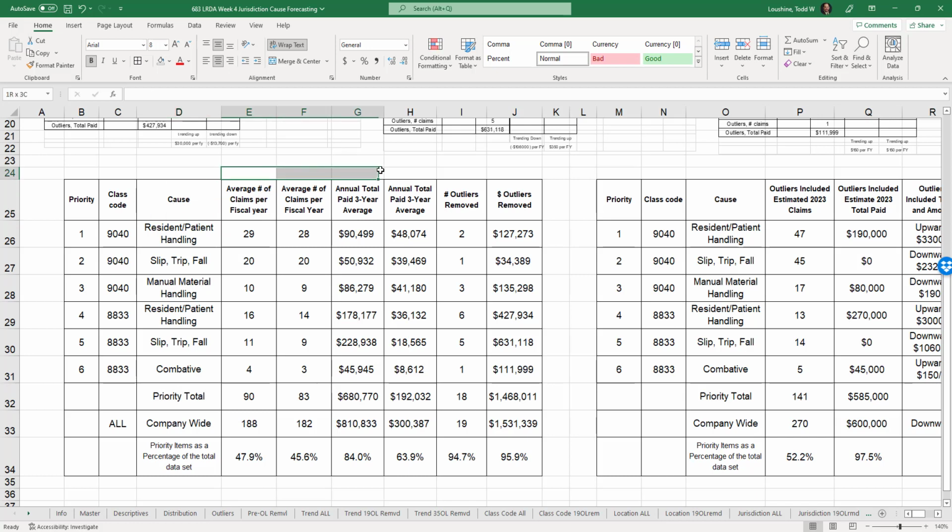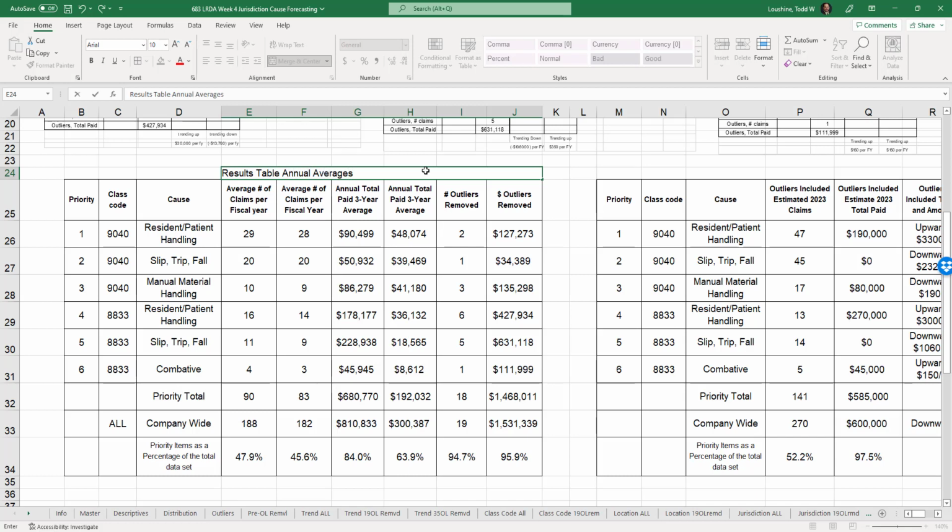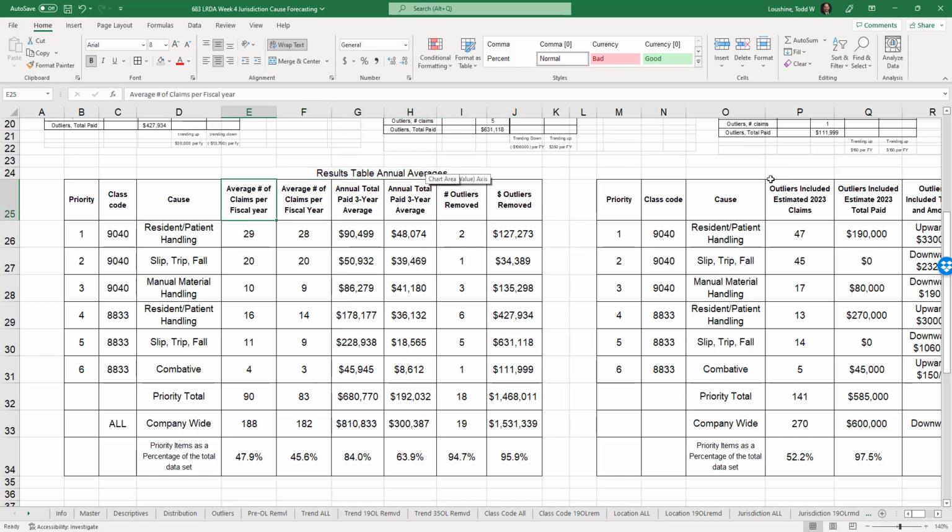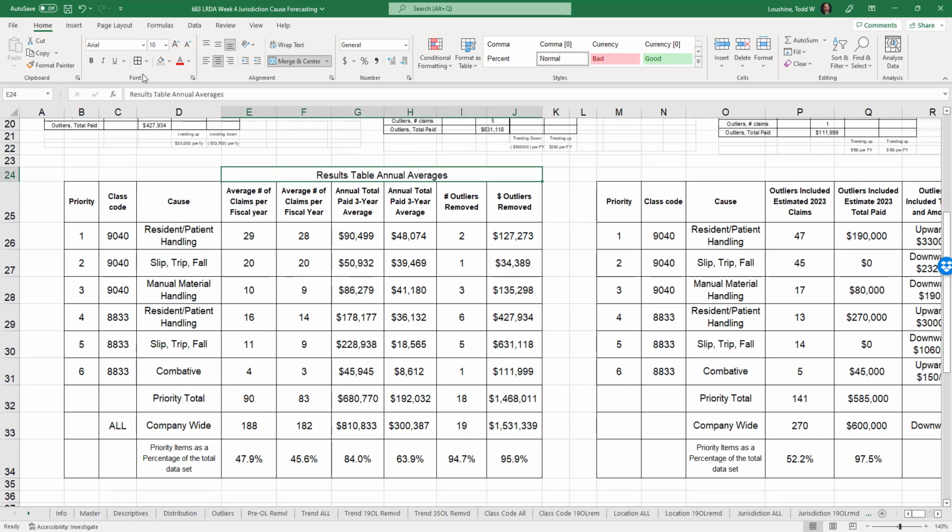So what I probably should do is create a merge center, and this is results table, annual averages. Because the next one is the figures. Probably just do this, right? Yep. Okay. That's a little bit better.